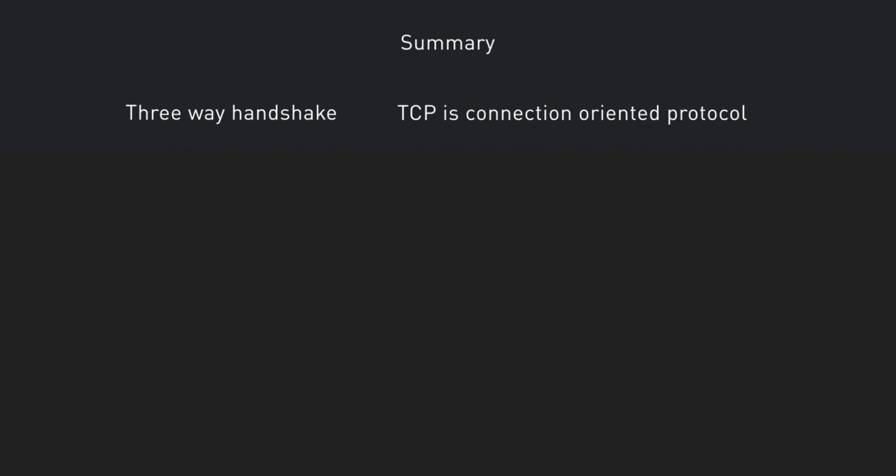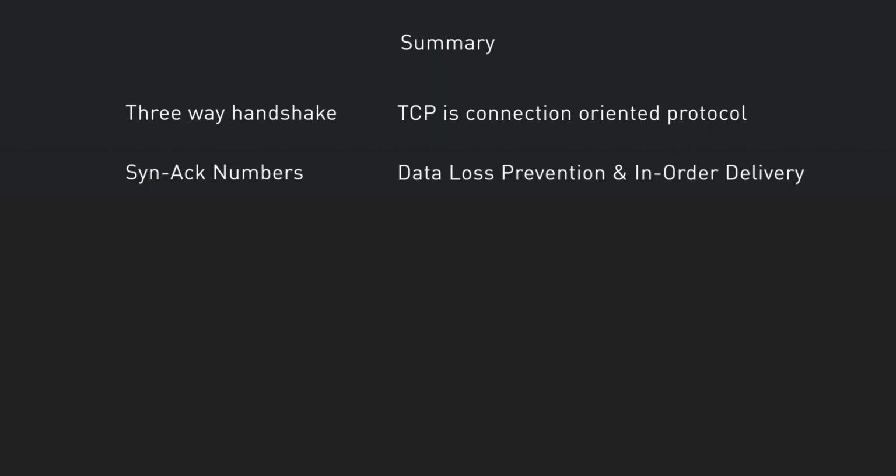Let's summarize the TCP features we have learned so far. TCP doesn't send any application data before the three-way handshake, which makes it a connection-oriented protocol. The combination of SYN and ACK numbers ensures data loss prevention and in-order delivery of the data stream. The receive window value ensures the flow control of data. It is continuously sent by the receiver in each ACK packet.